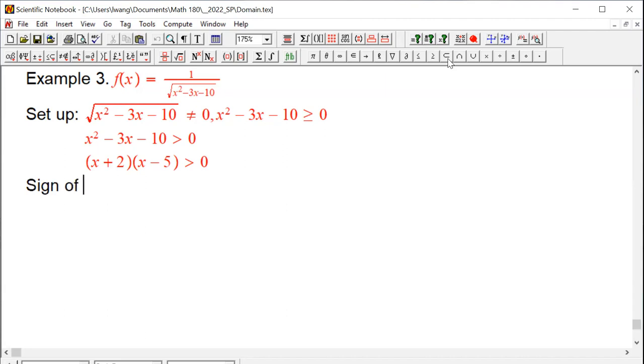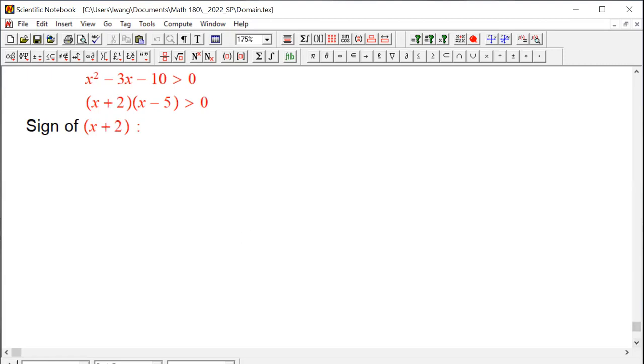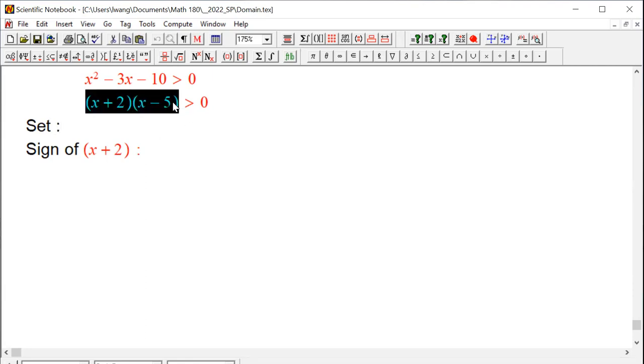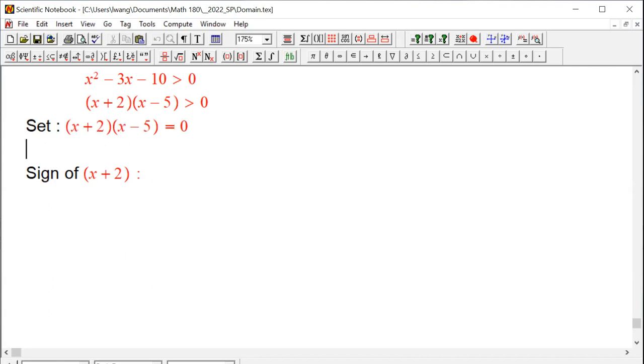I'm going to take this opportunity to review these methods. The sign of x plus 2: where does it change sign? Some of you may like to set it equal to 0, and you need to understand why you set it equal to 0. You set it equal to 0 to identify where the function crosses the x-axis, or where the sign change could take place. This is the purpose.